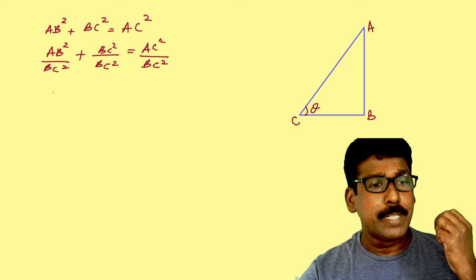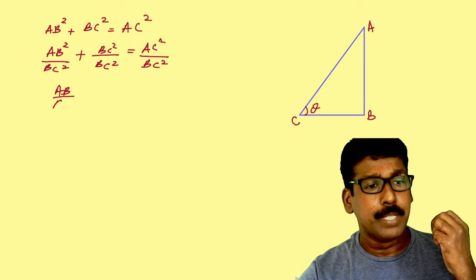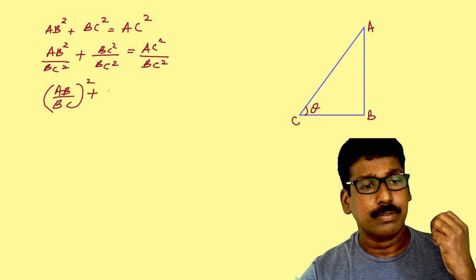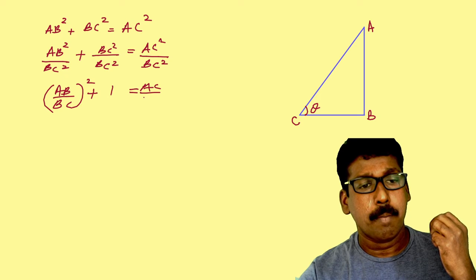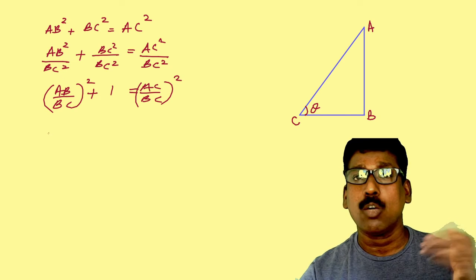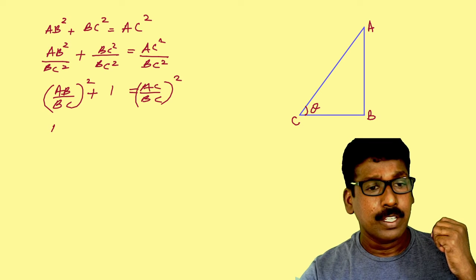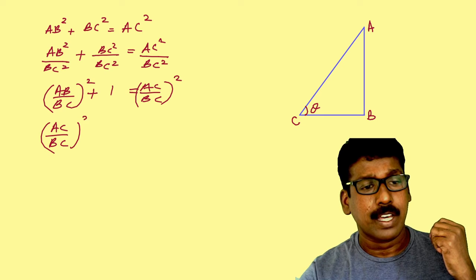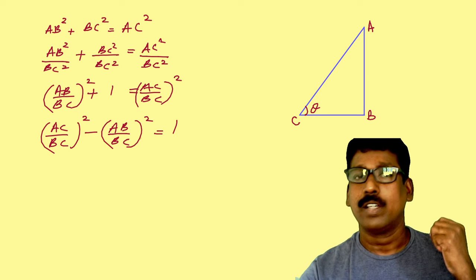Now AB square by BC square you can write as AB by BC the whole square, plus BC square by BC square which is equal to 1, and this you can write as AC by BC the whole square. Now transpose AB by BC the whole square to the RHS, what will you get? That is AC by BC the whole square, that is in the RHS, minus AB by BC the whole square which is equal to 1.